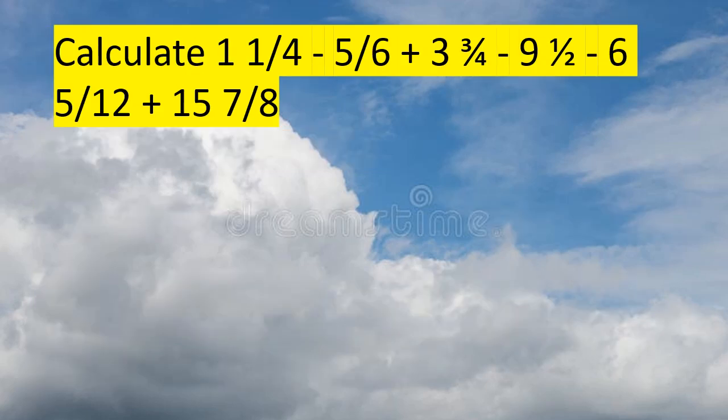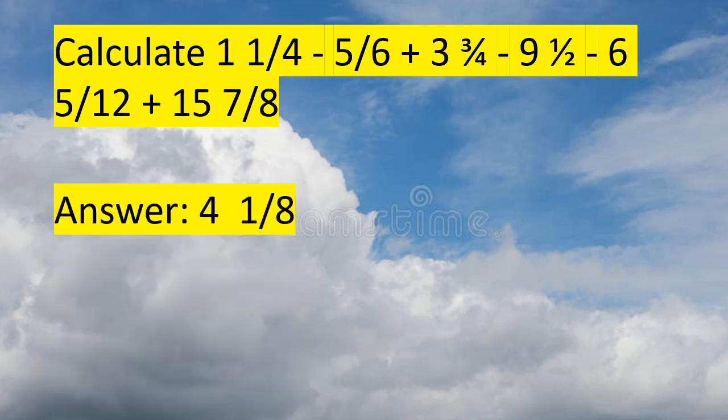Next one. Calculate 1 1 by 4 minus 5 by 6 plus 3 3 by 4 minus 9 1 by 2 minus 6 5 by 12 plus 15 7 by 8. And you definitely want to pause this one because I'm going to go on with the answer now. And the answer is 4 1 by 8. How do we get there?